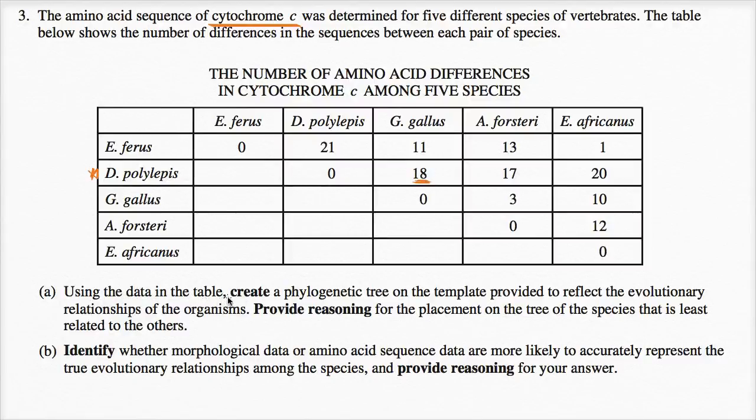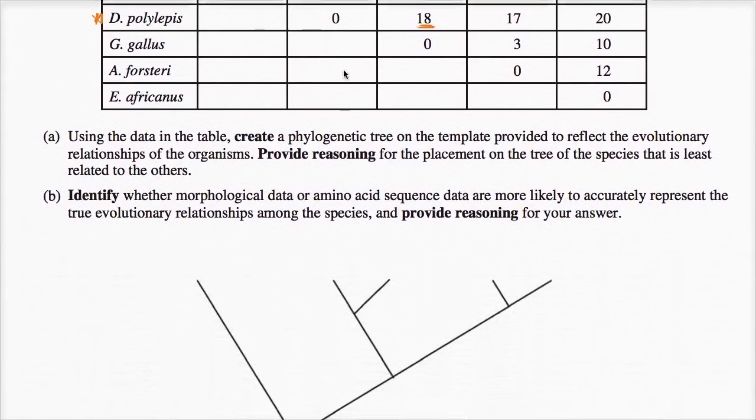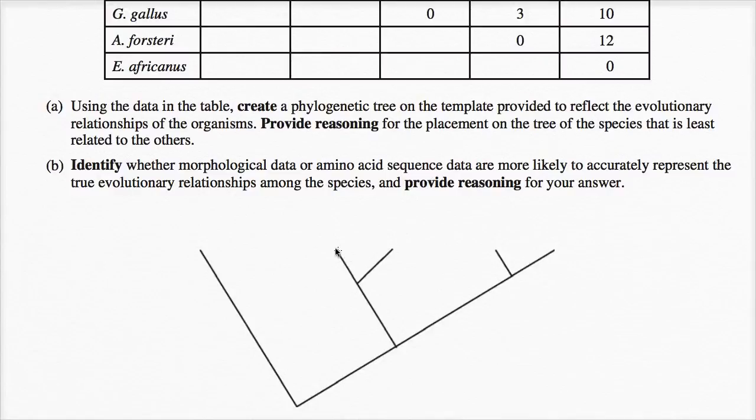Using the data in the table, create a phylogenetic tree on the template provided to reflect the evolutionary relationships of the organisms. Provide reasoning for the placement on the tree of the species that is least related to the others. So looking at these differences, it's reasonable to say the things that have the fewest differences in the sequence of cytochrome C are probably most closely related. And they already gave us a tree here.